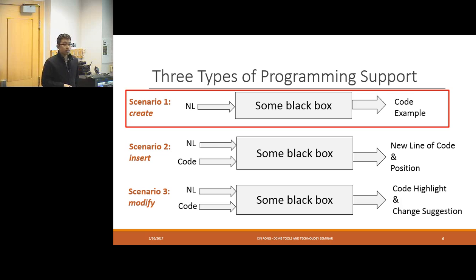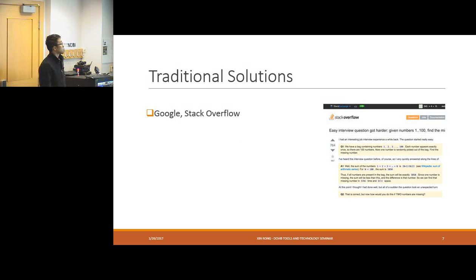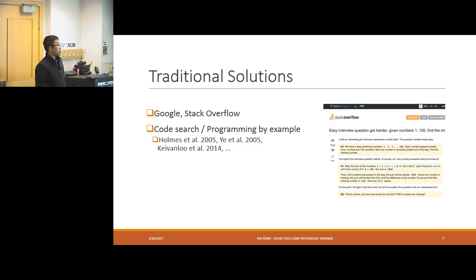And in the existing literature, what was explored a lot was really the first scenario only, where you have some natural language query, and the system can find you code examples. So for traditional solutions, people can Google or search for things on Stack Overflow. And in the software engineering community, people have invested a lot of effort into so-called code search or programming by example.